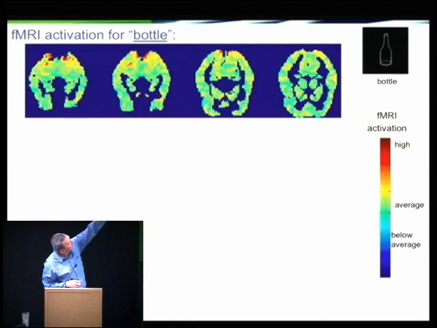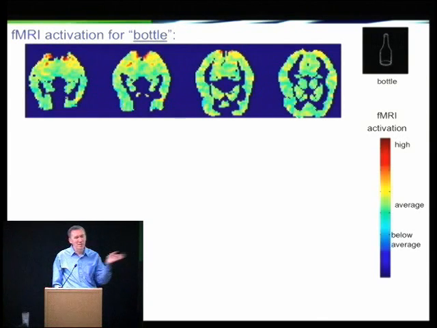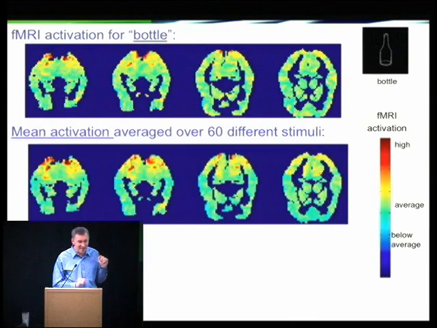So you can see that when this person thinks about bottle, there are patches of neural activity. Remember the voxels in this study are 3 millimeters wide. So these blotches are on the order of a centimeter or so wide, maybe a little bigger, and they're kind of scattered around. Now the first thing you should ask when you see this is, well, does it look any different than if they think about their grandmother? I don't have the one for grandmother, but let me show you the mean image over 60 different stimuli. That looks like this.